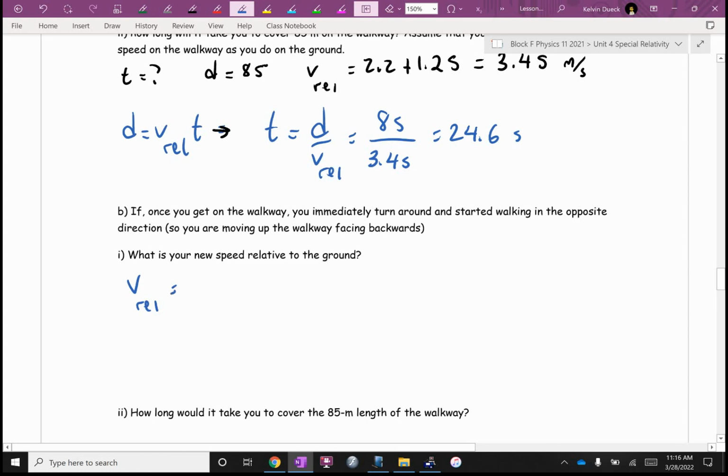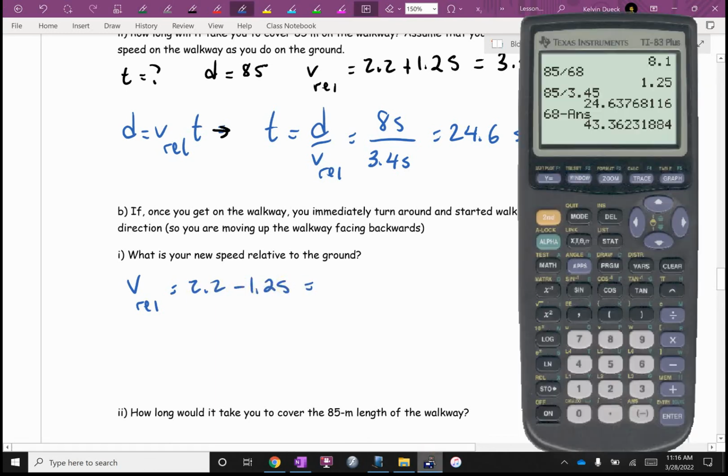Well, Clodie, this time, is the walkway speeding you up or slowing you down? So we're going to go bigger minus smaller. 2.2 minus 1.25. I'll use a calculator because I botched it last time, but I hope it's 0.95. Woohoo! I got that one in my head after all.